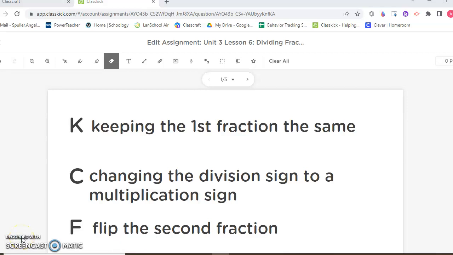Hi, this is Mrs. Oakley, and today we're going to look at Unit 3, Lesson 6, Dividing of Fractions. There's three things that I want you to keep in mind when you divide fractions.